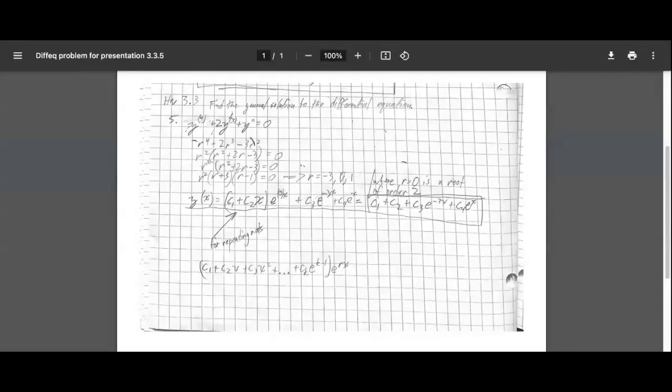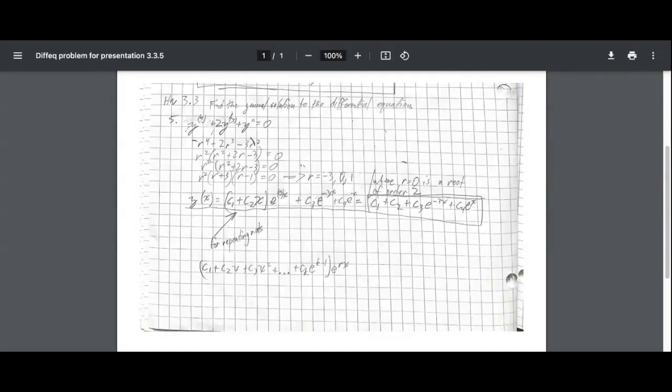So the problem is to find the general solution of the given differential equation. And here we use a similar method to what we learned last lesson. We just substitute in e to the rx. And here I skipped that step because I'd done a bunch of other ones, so it was just a given. I'm sorry if that's confusing.